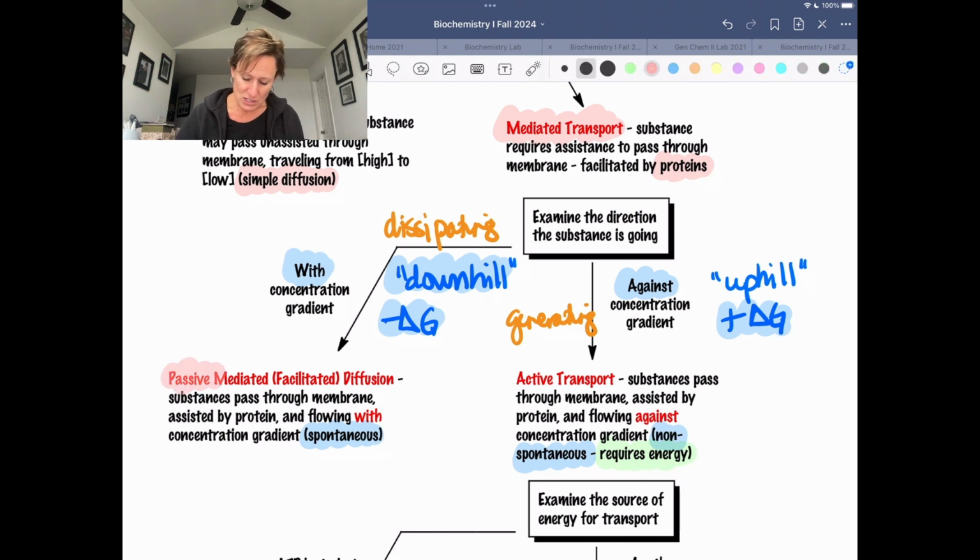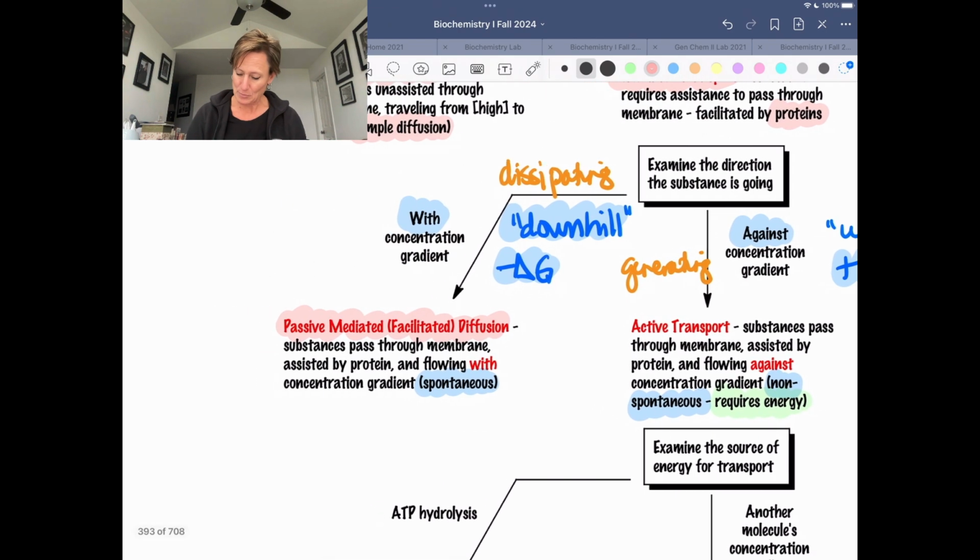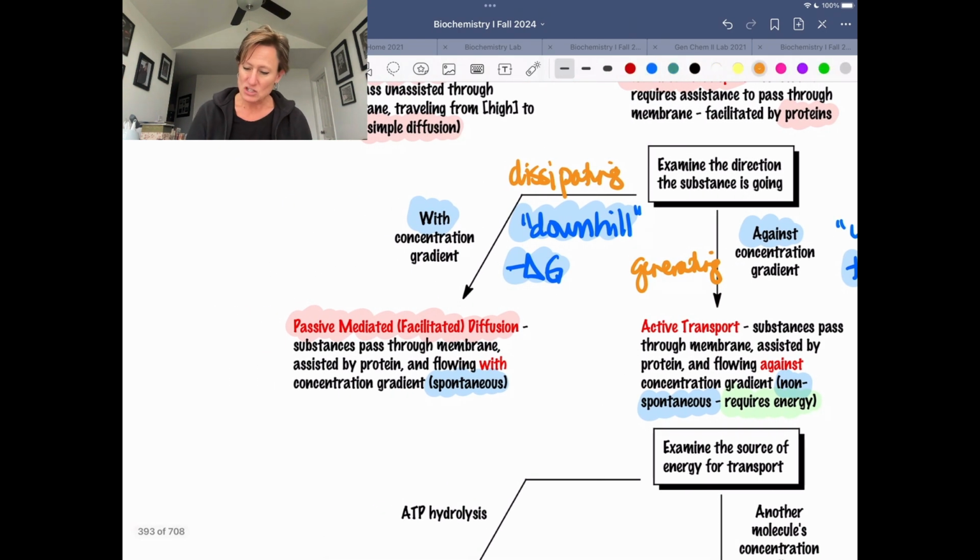So facilitated diffusion, or sometimes called passive mediated diffusion, we still need a transporter assistant. We need that protein to be able to help us. But since we're moving things in a downhill direction, we don't need to have any additional energy put in. We call this spontaneous process passive mediated or facilitated diffusion. So lots of examples of things that we'll talk about with this, just giving you a little bit of a laundry list of ones we'll talk about.